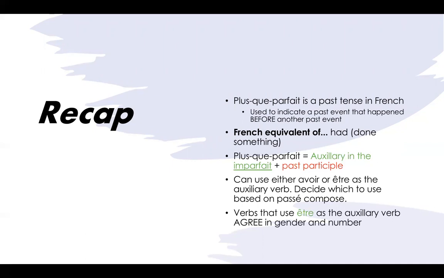Then we have our formula, the plus que parfait equals the auxiliary in the imparfait plus the past participle, which is determined by if the past participle in the passé composé uses either avoir or être as the auxiliary verb. And just remember that verbs that use être as the auxiliary verb always agree in gender and number.